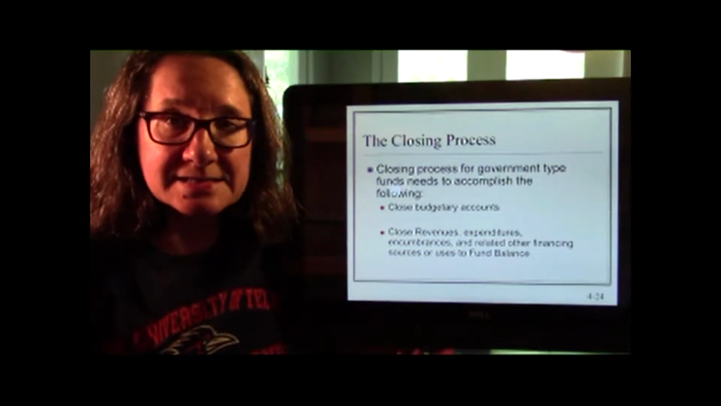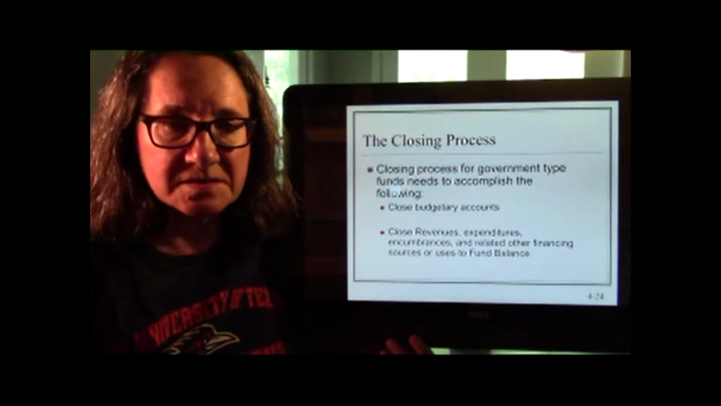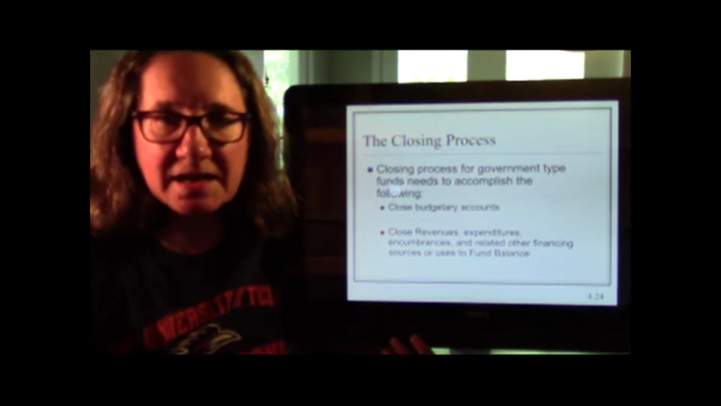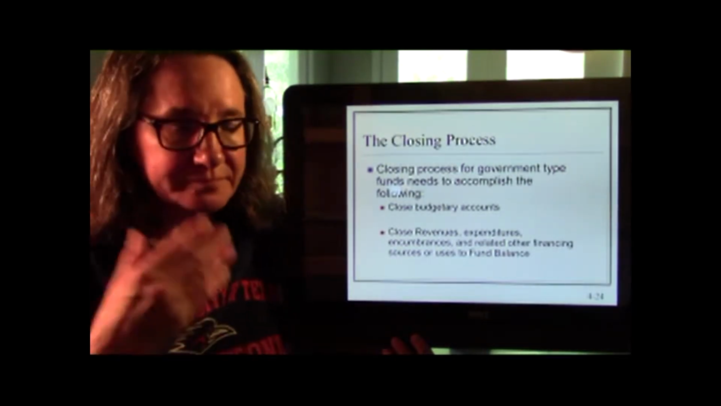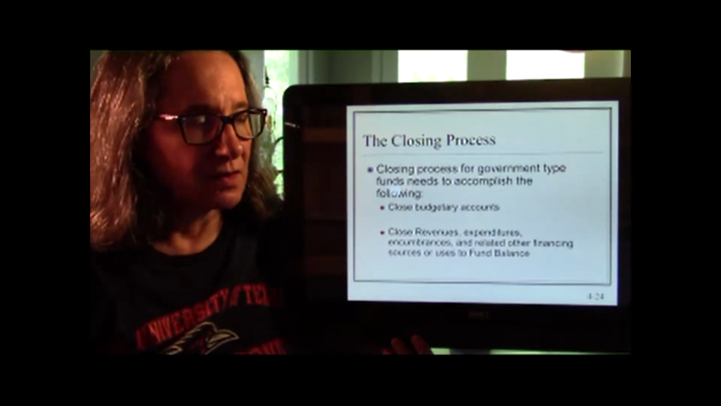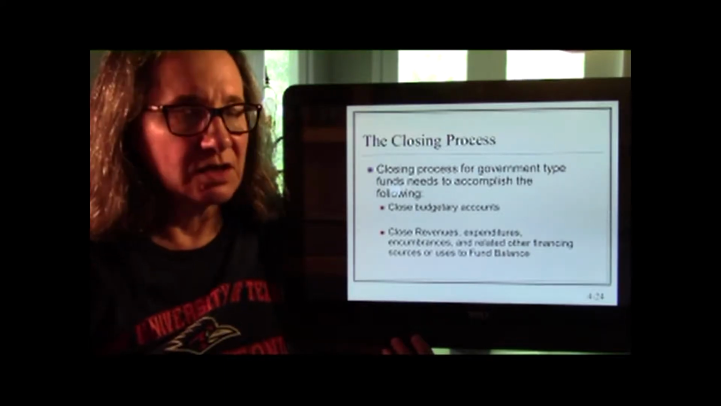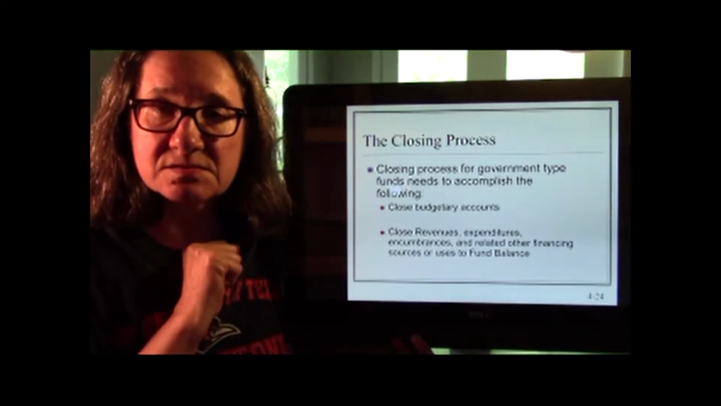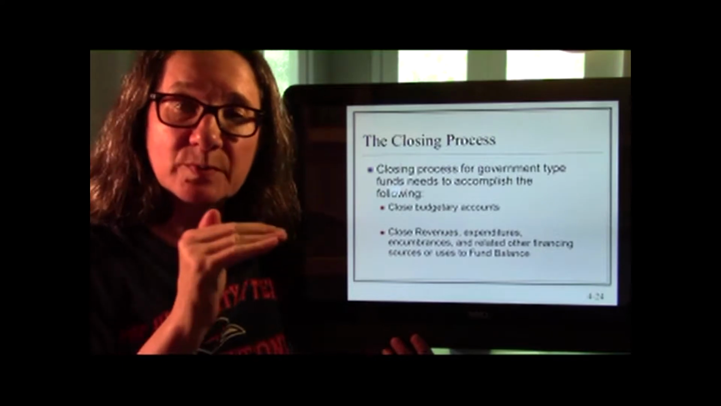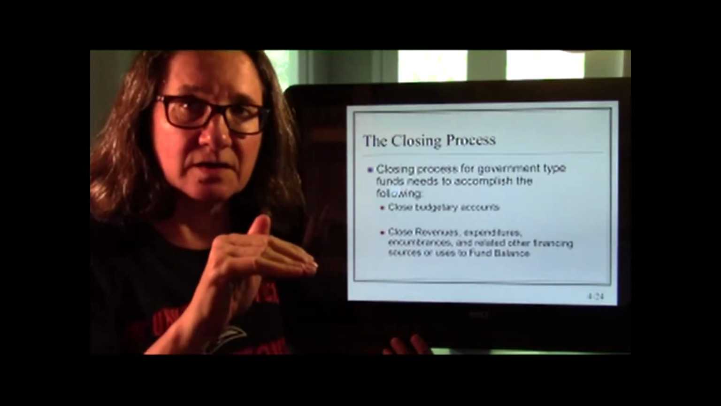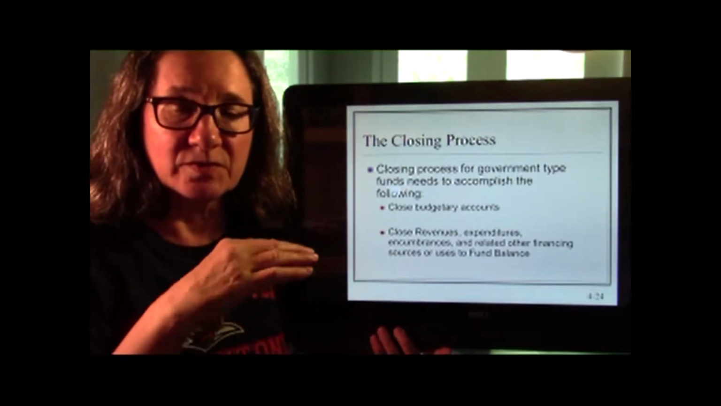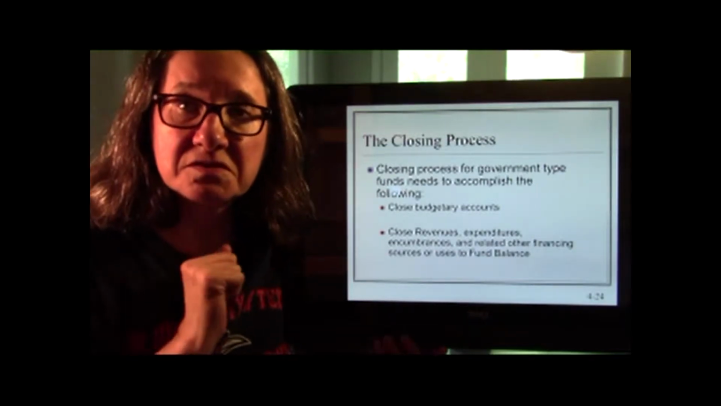All right, the last thing, closing the accounts. Just like it is with any accounting cycle, we close them, and we do a post-closing trial balance. All right, so in governments, we have those budget accounts, so we have to close those, right? Because appropriations, they're for that 1 year. And I think we talked about this in Chapter 3. If you don't use it, you lose it, right?